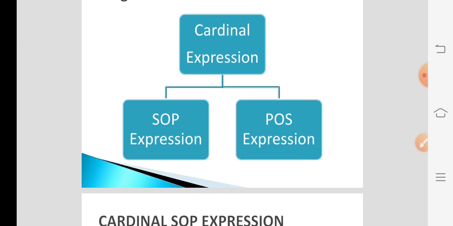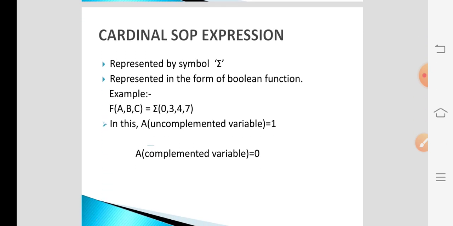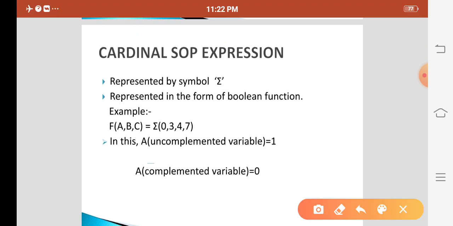In the same way, just like canonical, which we discussed are of two types, SOP and POS, here also cardinal expressions are of two types: cardinal SOP expressions and cardinal POS expressions. Next, how to write the cardinal SOP expressions.